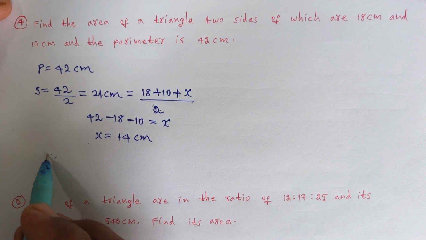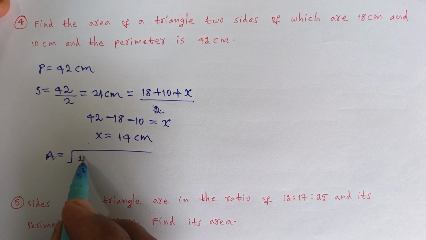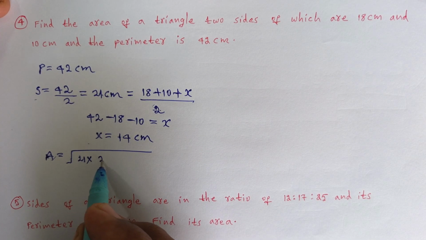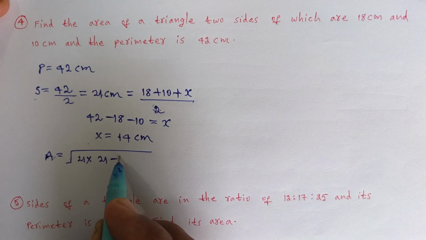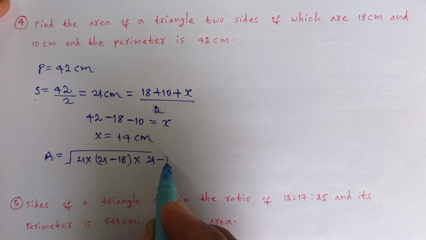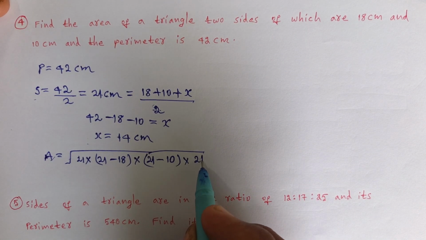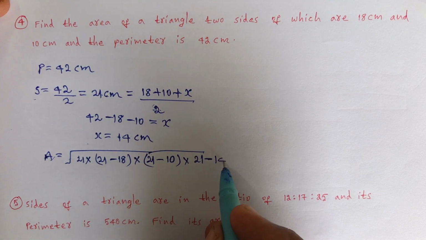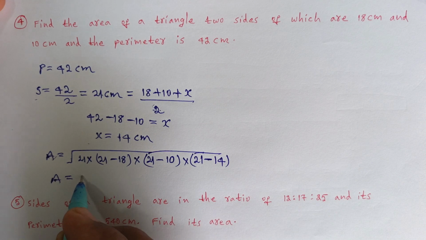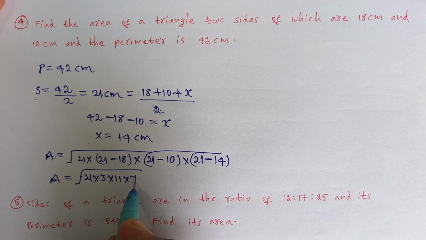Now let's calculate the area. So under root of 21, because that is the value of semi-perimeter s, s into s minus a, 21 minus one of the sides I am assuming 18, into 21 minus second side I am taking 10, and third side into 21 minus, just now we calculated, 14. So if we substitute, we will get area as under root of 21 into 3 into 11 into 7.